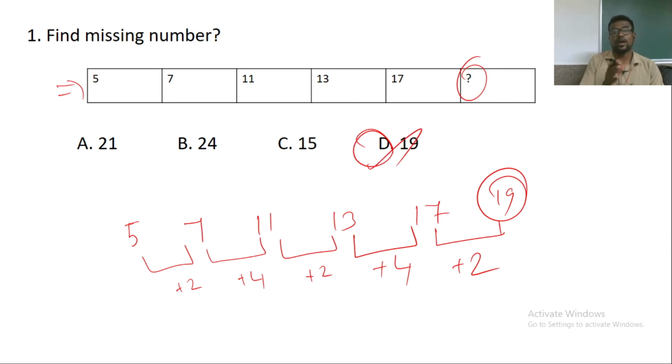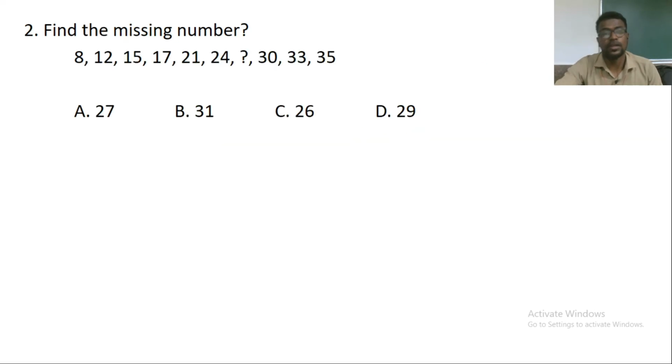So here they have added alternately 2's and 4's, and by finding this logic we can reach the answer as 19, which is given in option D. Let's move to the next question.